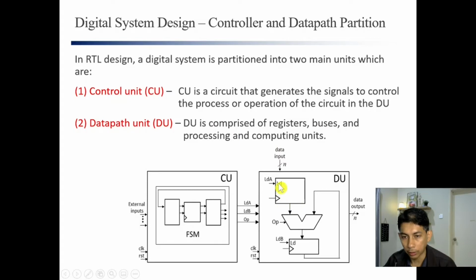So DU comprises of register, ALU, the processing or computing unit, and also the buses, and how these are connected together. That we call the DU, data path unit. And CU is used to control the operation of this. It will generate the required signals to control the operation of this. For example, this one is LDA.